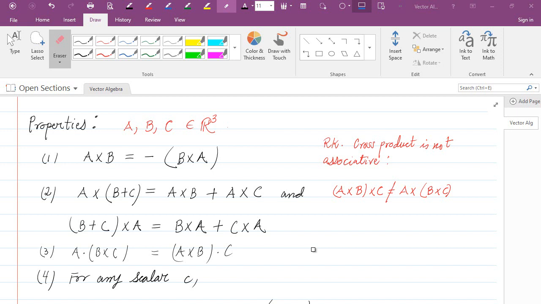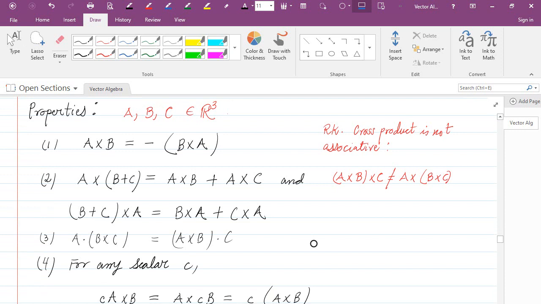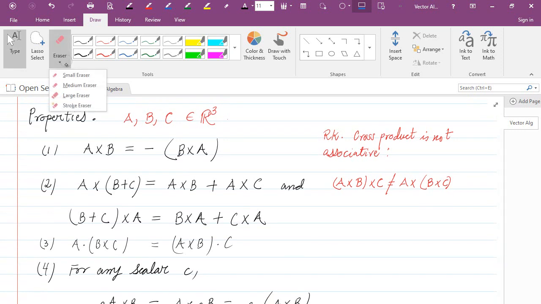Welcome back. We will be looking at the properties of the cross product now. So let's say A, B, C are vectors in 3-space. Then property number 1 of the cross product is that A cross B is equal to the negative of B cross A.